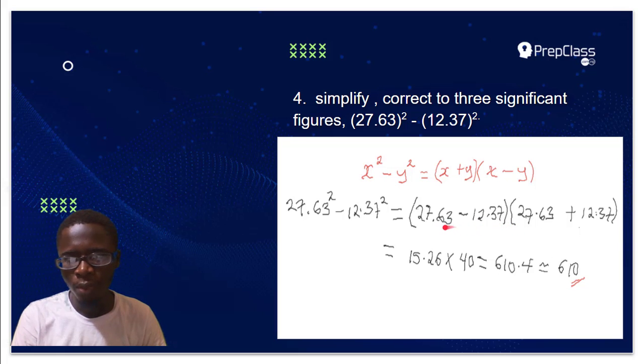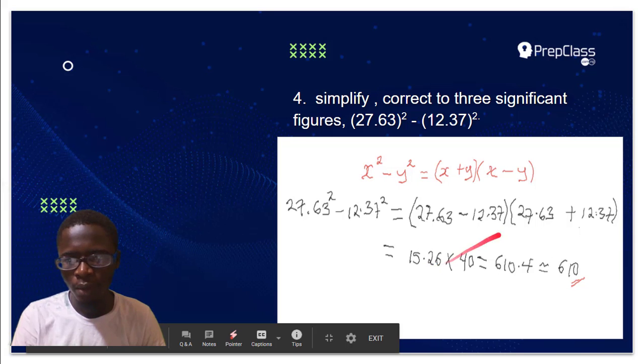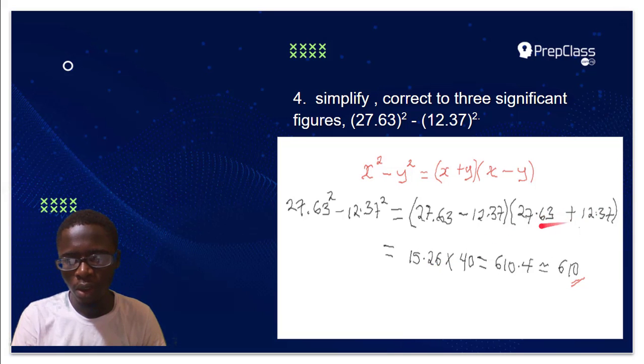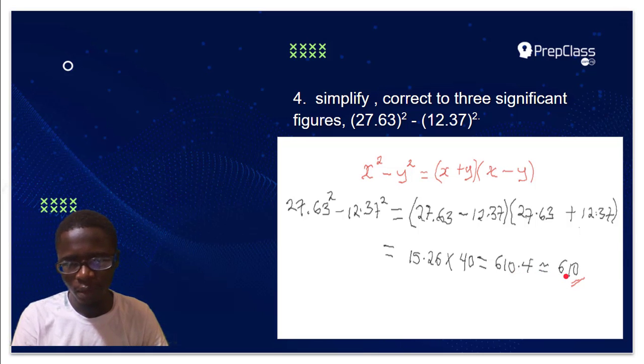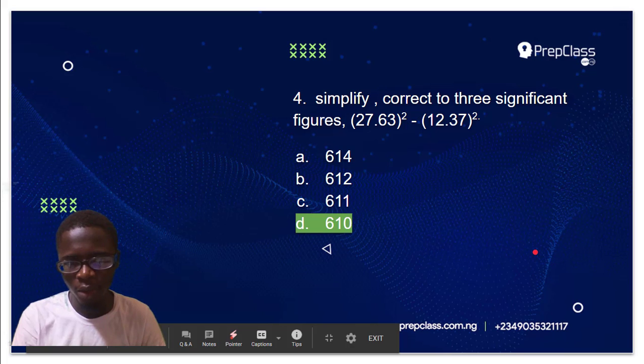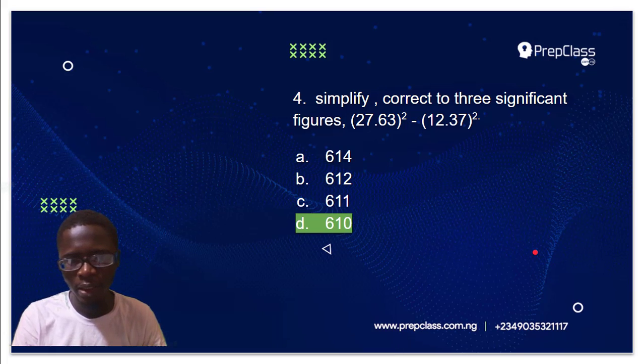Now, 27.63 minus 12.37 is going to give us 15.26. Now, by the time we add these two, 27.63 plus 12.37 is going to give us 40. So multiplying 15.26 times 40 is going to give us 610.4, which is roughly 610. And this is supported by option D, 610, and this is the 3 significant figures because a 0 after a non-zero digit is significant. So 1, 2, 3, as you can see.